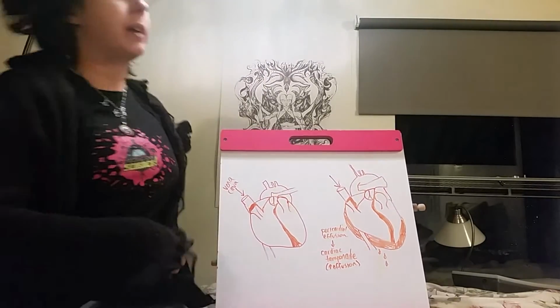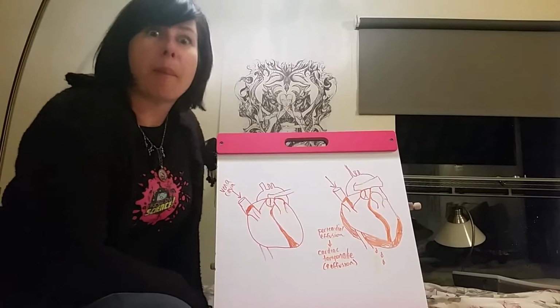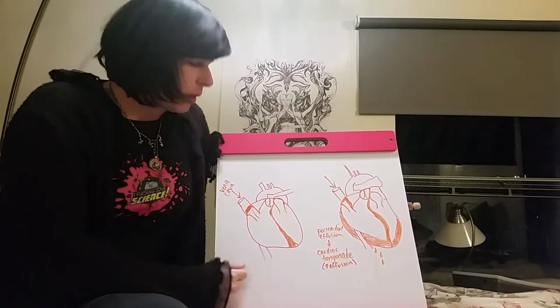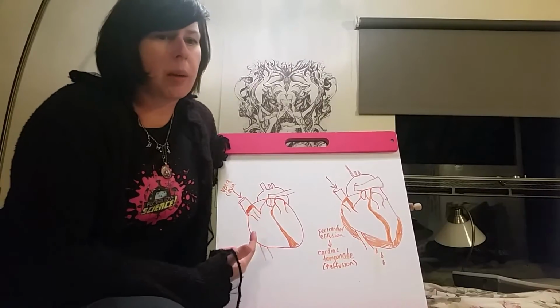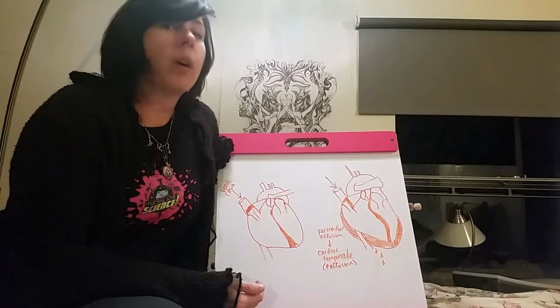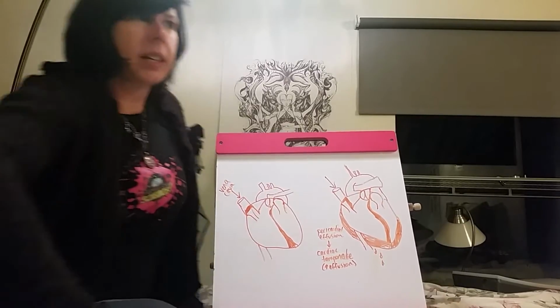Okay, so I'm going to try to explain what pulsus paradoxus is, and that's in conjunction with cardiac tamponade. All right, so they both go together. So first we're going to talk about what happens during inspiration, because this is when pulsus paradoxus happens. It's a drop of 10 millimeters of mercury or more in your systolic blood pressure during inspiration. Okay, so that's the key.